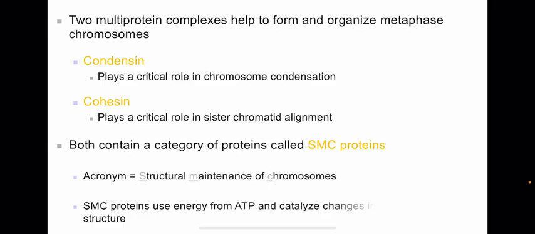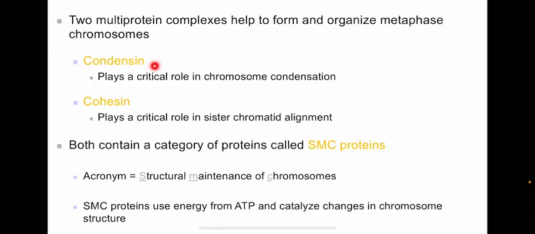There are multiple protein complexes that help organize metaphase chromosomes, and these are condensin and cohesin. From their names you can easily tell their functions. Condensin means they help condense the chromosome. Cohesin is like bringing them into cohesion. I'll actually get into that. The condensin plays a role in compacting the chromosome, from the 300 nanometers to the 700 nanometers, and the cohesin plays a role in bringing the two sister chromatids together to form the chromosome.